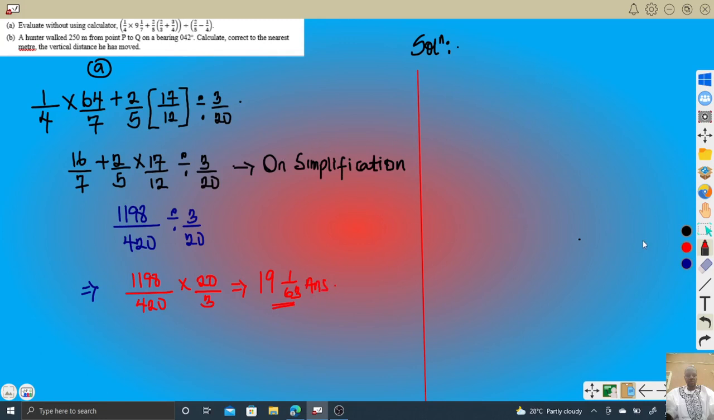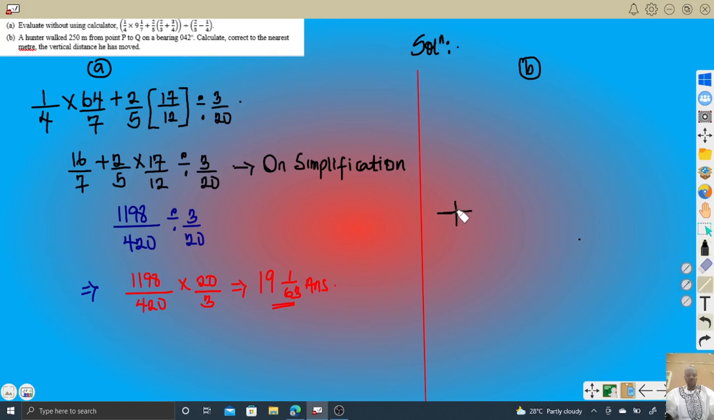Then the B part of the question. Now, the B part of the question is one of the most important questions you should expect. A hunter walked 250 meters from a point P on a bearing of 42 degrees. Now, 42 degrees, you and I know, is in the first quadrant. You can just try and draw it because it's the first quadrant. I draw my bearing coordinates like this.